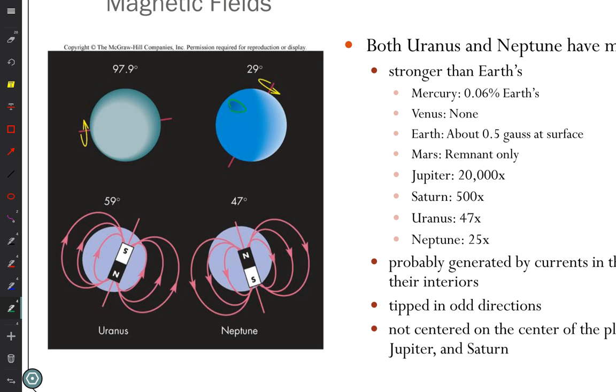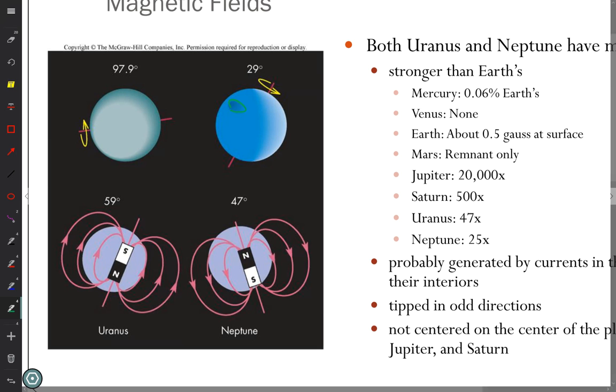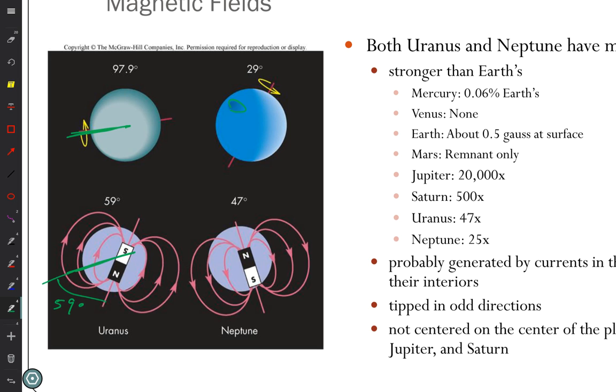But then the magnetic field is even more bizarre. The magnetic field of Uranus is tilted roughly 60 degrees from its axis of rotation. I had to look it up just to make sure what they're measuring from. That angle is the angle between this, so I'll just put that down here. That's the 59 degrees. So its magnetic field is not even close to aligned with its rotation.